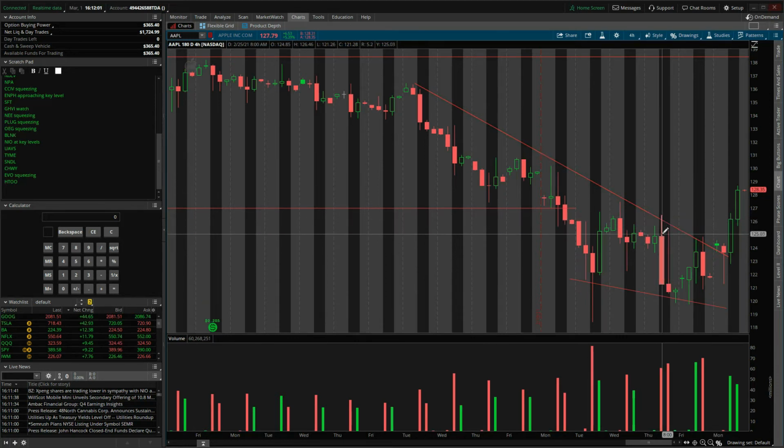This is not an indication of a breakout. This is testing the resistance level. This is not a breakout of a resistance level. A breakout of a resistance level would look something like this.